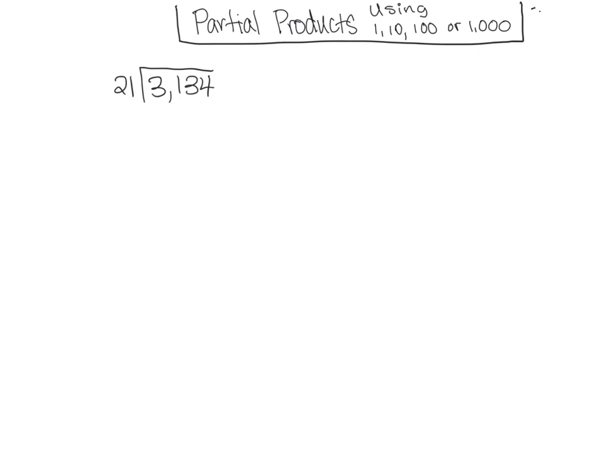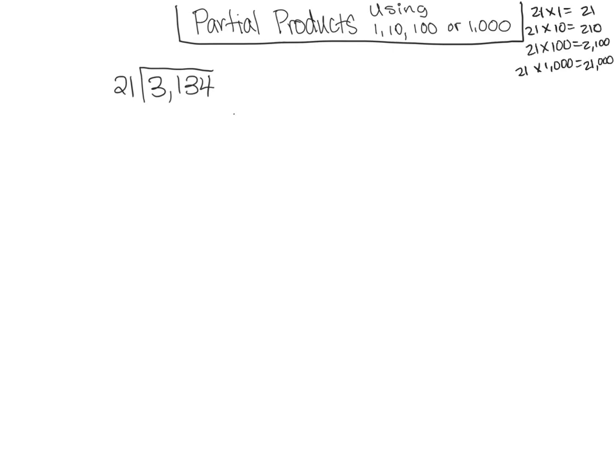Really quickly on the side, I'm going to write down my facts. So I know that 21 times 1 is 21. 21 times 10 is 210. 21 times 100 is 2,100, and 21 times 1,000 would be 21,000.